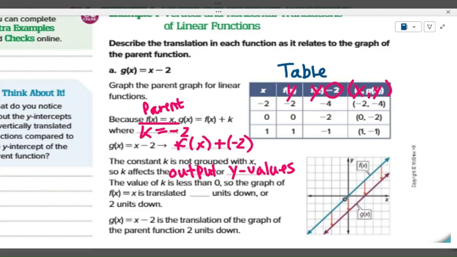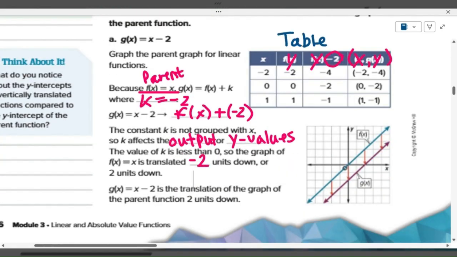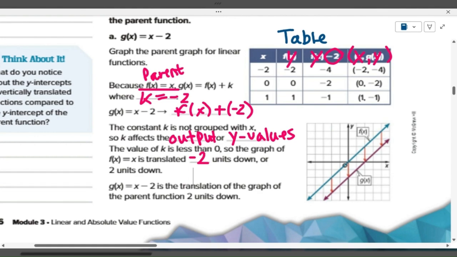All right, so the value of k is less than 0, so the graph of f of x equals x is translated. We're going to go down negative 2 units. Okay, so g of x, our new function, is the translation of our original function, or the parent function, f of x, by going down 2 units. So we start here on this line, and then we went down 2 units and ended up here.